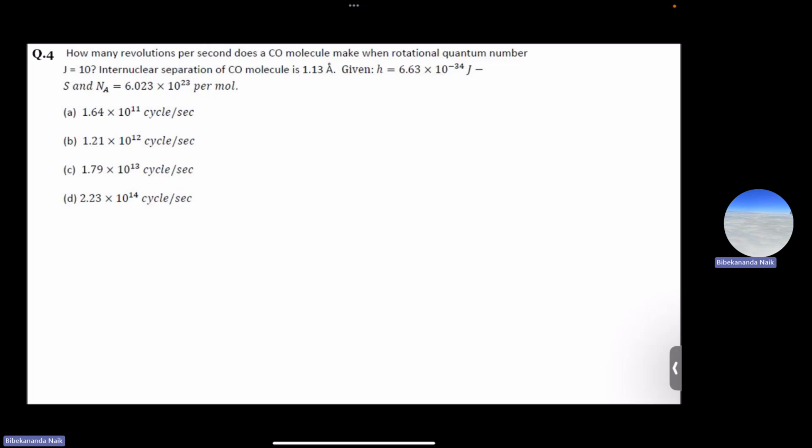The options are 1.64 into 10 to the power 11, 1.21 into 10 to the power 12, 1.79 times 10 to the power 13, and 2.23 times 10 to the power 14. So these are the 4 options. I will give you a few minutes to try this question, then I will solve it.